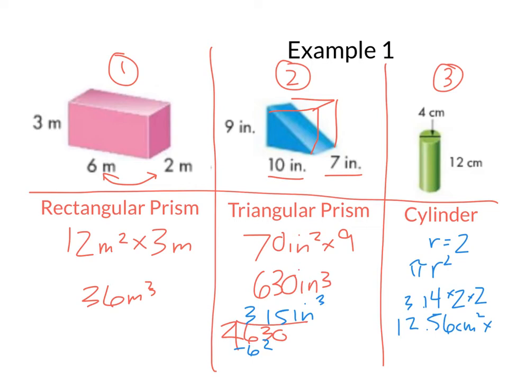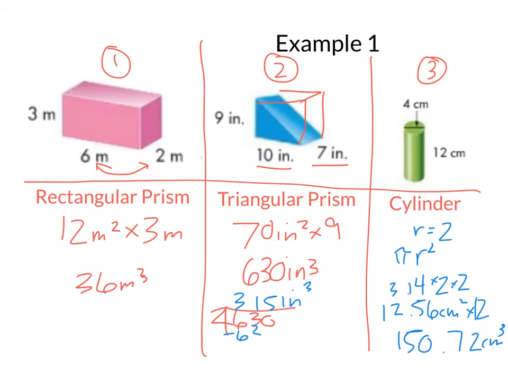I'm going to multiply that by the height, which is 12. Using my calculator once again, I find that that is 150.72 cubic centimeters. If you're wondering what you should have written, you should have all the numbers, and just go ahead and write what I have underlined, but you don't need to have the pictures.